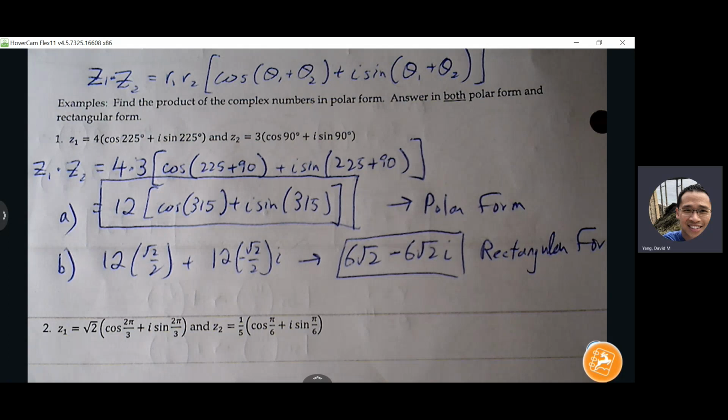For number 2, we're going to make the adjustments of dealing in terms of radians. So let's just practice using radians, even though technically you could convert it to degrees, but for practice purposes, let's go through radians.